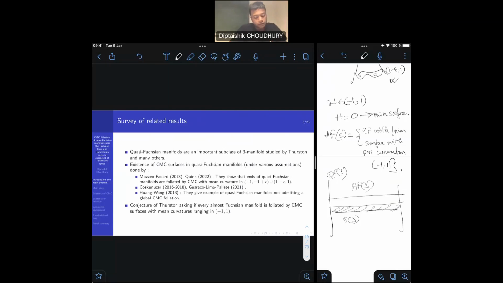In fact, there is a conjecture of Thurston that although quasi-Fuchsian manifolds cannot be foliated by CMC surfaces, almost Fuchsian manifolds can be. And this is what we partially answer in some sense.